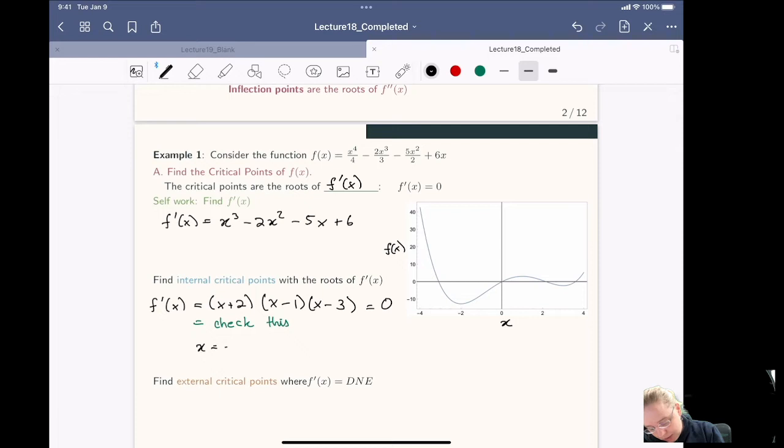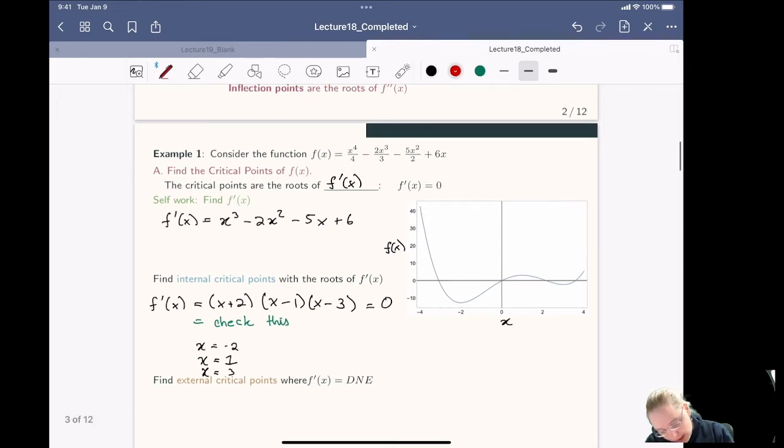Either x is equal to minus 2, in which case this term is equal to 0, x is equal to 1, in which case the second term is equal to 0, or x is equal to 3. All right, let's draw those 3 points on our plot. We have x equals minus 2, x equals 1, and x equals 3. We can see that those are either maxima or minima.